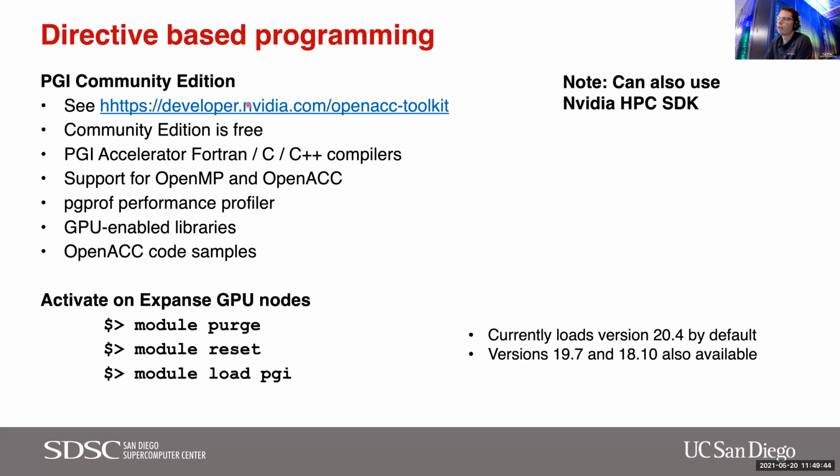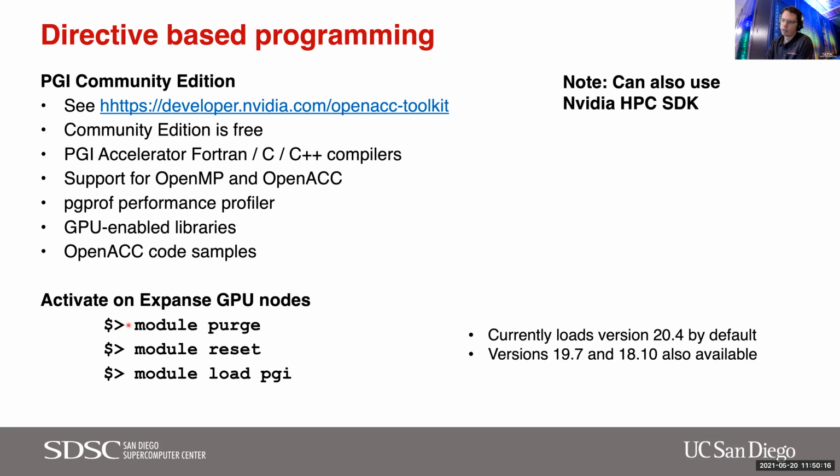There's the PGI compilers that we can use on Expanse. They also come with a PGProf performance profiler and also some OpenACC code samples. You can also use the Nvidia HPC SDK, right? I mentioned before that the CUDA Toolkit and the PGI compilers are merging effectively. In future releases, there's probably going to be only the Nvidia HPC SDK.